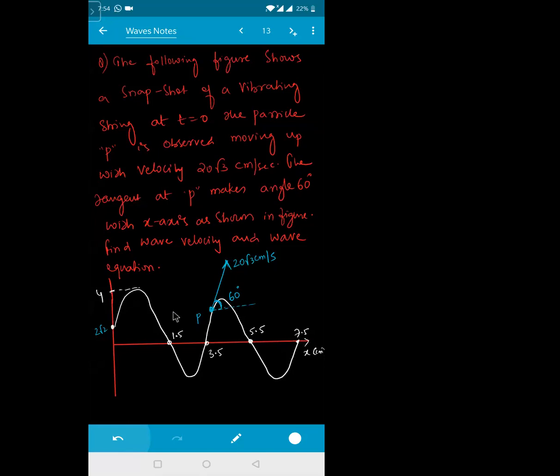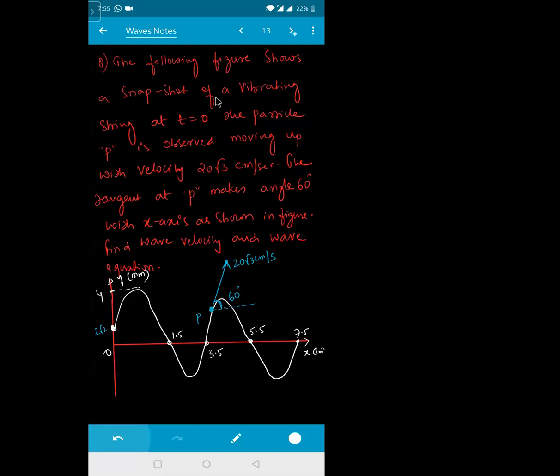This x is in centimeters, beta. This is your y-axis, and the y-axis is in millimeters. This is the point P, where the tangent makes 60 degrees with the x-axis. This is 20 root 3. This particle is starting somewhere from here, so this distance is already 2 root 2. This is your origin. Okay, now read the question.